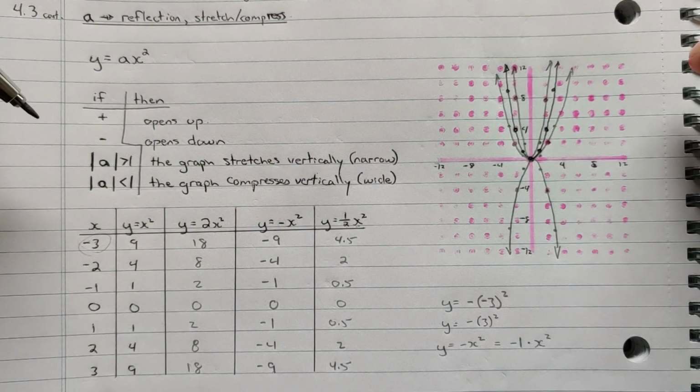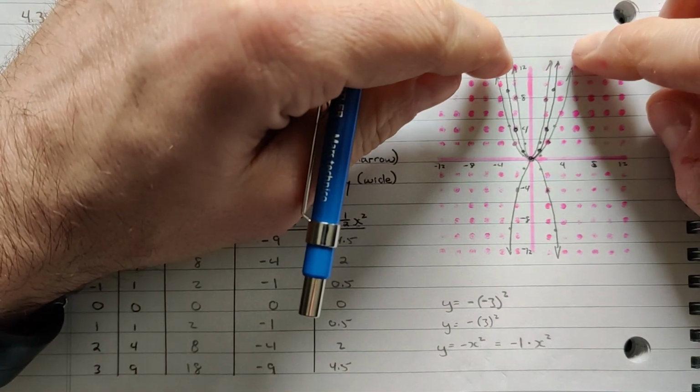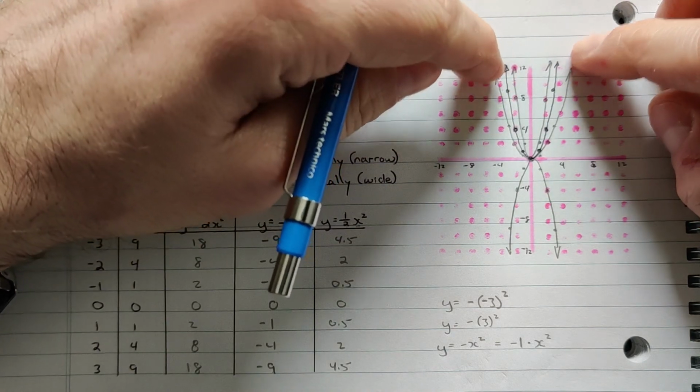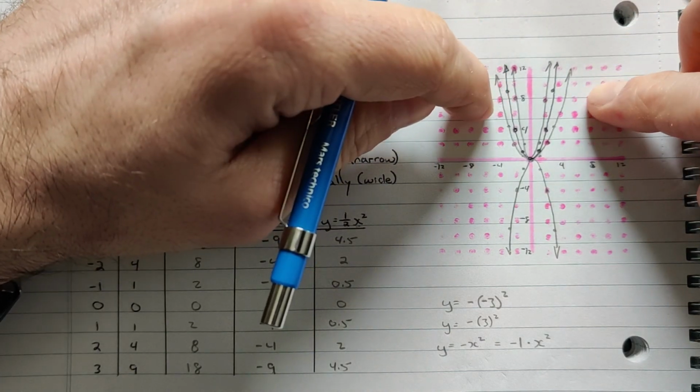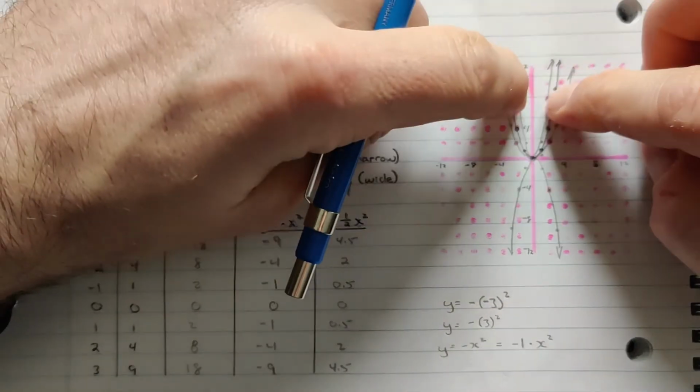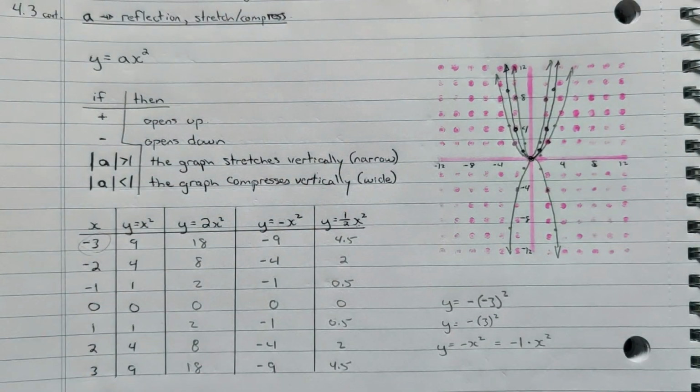When the absolute value of the a value is less than 1, you're going to compress the graph and make it wider. When it's greater than 1, you're going to stretch that graph out. It's going to go up faster.